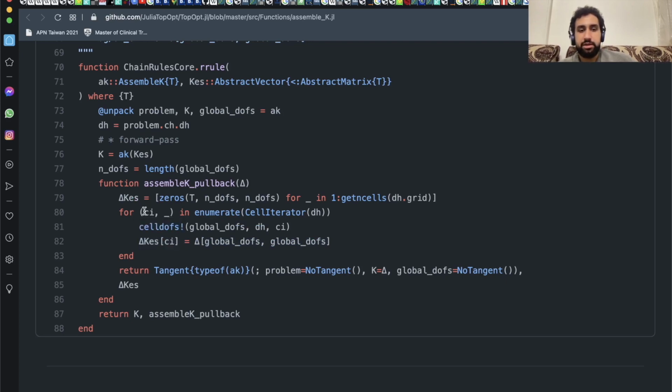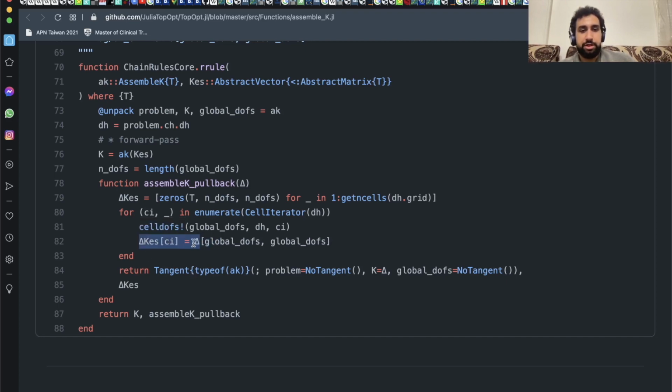So CI is just the cell index here. All right, so we iterate over all the elements with CI, we find out what the global degrees of freedom are for this element, and then we basically take a view or a partition from the cotangent matrix to get our cotangent for the inputs. And this is everything we need to do.